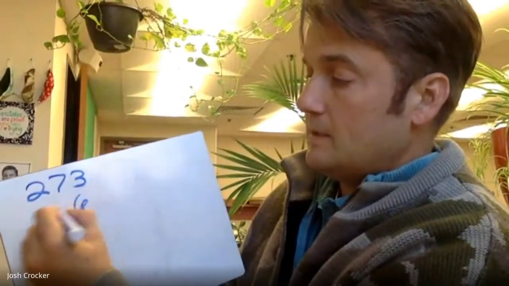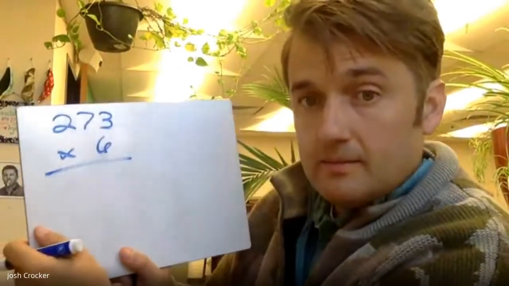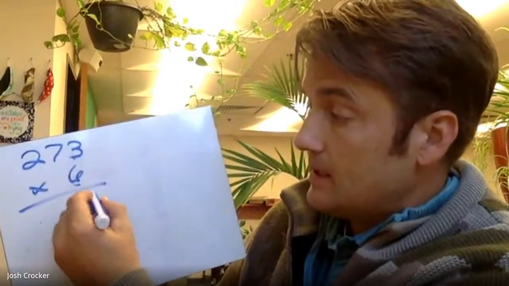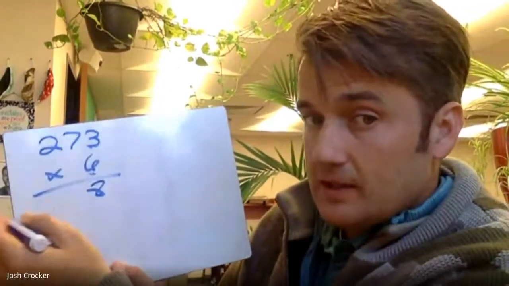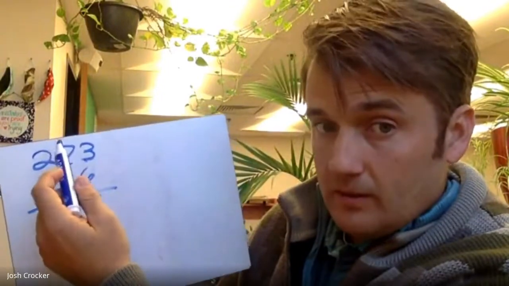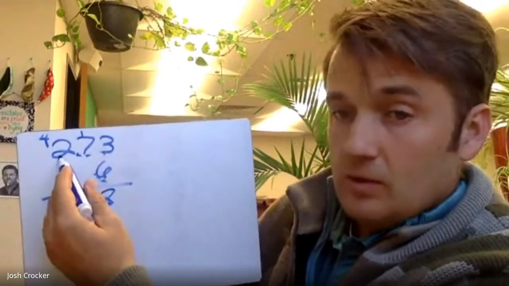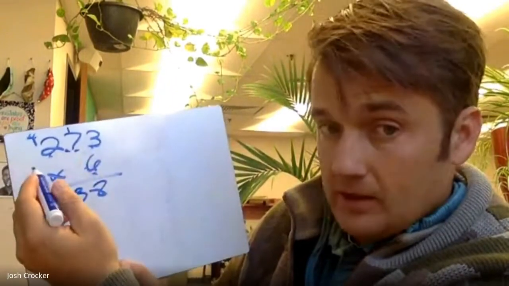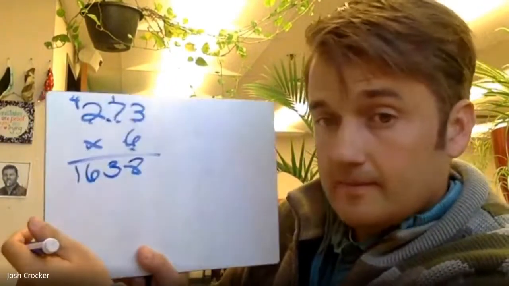273 times 6. Traditional method. Only got 1 digit here, so I just multiply it out. 6 times 3 is 18. I have to carry. I can't write 2 digits until I get to the very end. So when you carry, you multiply and then add what you carried. So 6 times 7 is 42, plus 1 is 43. Carry the 4. 6 times 2 is 12, plus 4 is 16. And now I'm at the end, so I have nowhere to carry to. So that's when you just write it. Same answer, right?